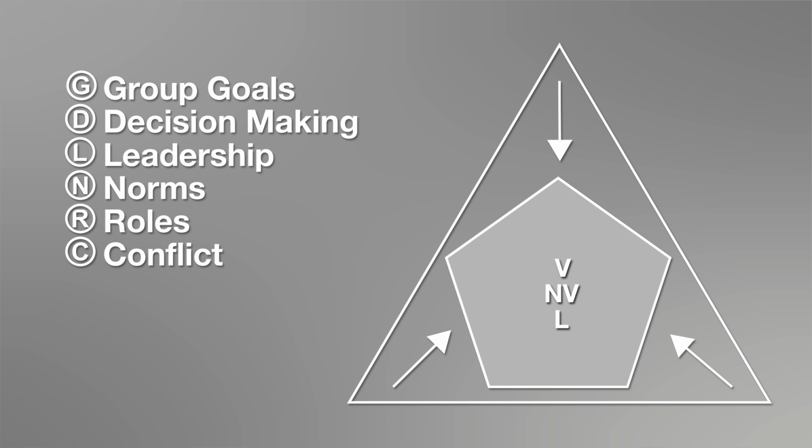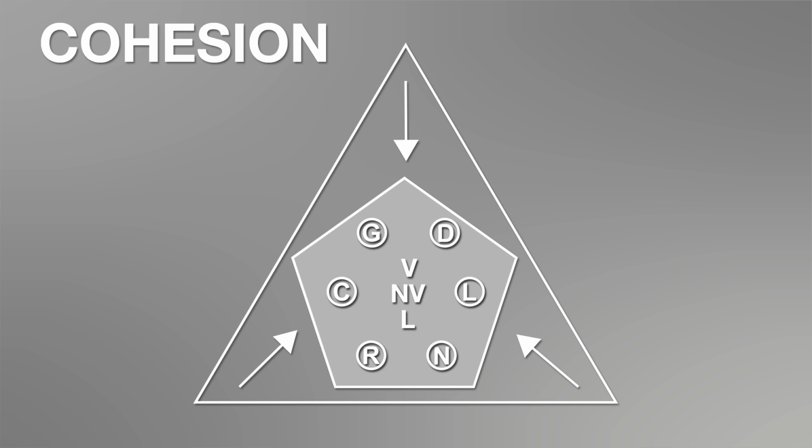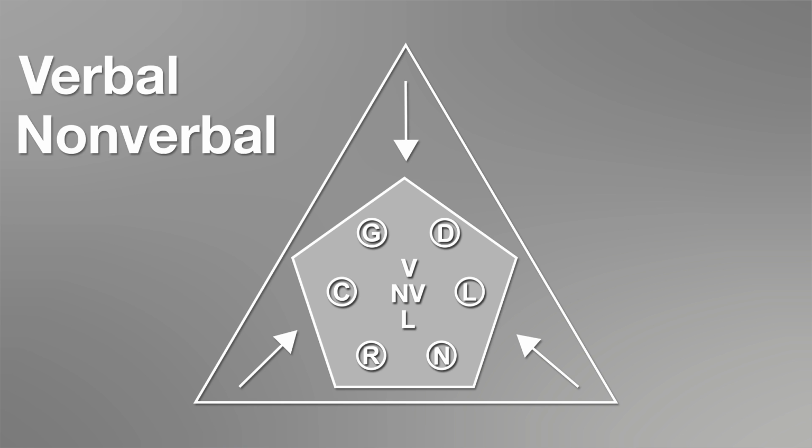And throughout the course, we're going to take each one of these factors and look at them independently of one another and consider how they may influence one another as well. Finally, in this model, we have the arrows pointing in. Perhaps the most important part of this model are those arrows, which refer to group cohesion or team cohesion. And in the very center of the model is you and your personal communication competencies. We have verbal communication, nonverbal communication, and listening.